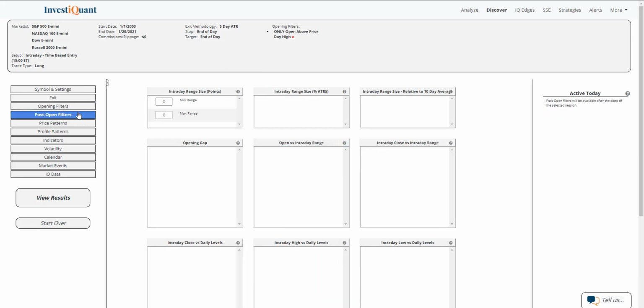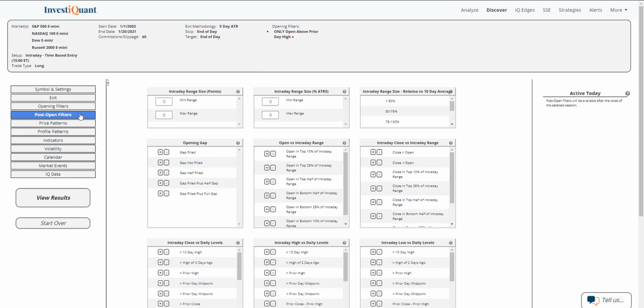Next, I'm going to hop into this post-open filters library, which allows you to test the price action that is developing throughout the intraday session. And the way I'm going to describe this trendy action is simply the open is in the bottom 25% of the range and the 3 p.m. price is in the top 25% of the range. So that makes it a directional type of day to the upside. So to do that, I'm going to the open versus intraday range. I'm going to hit equals next to open in the bottom 25% of the intraday range.